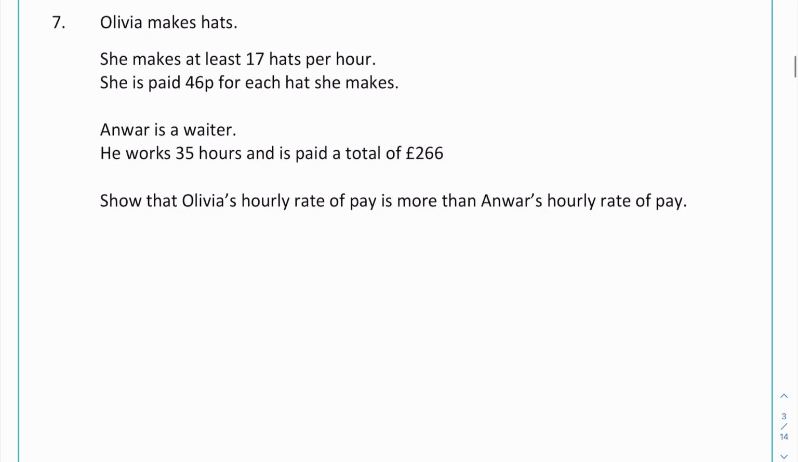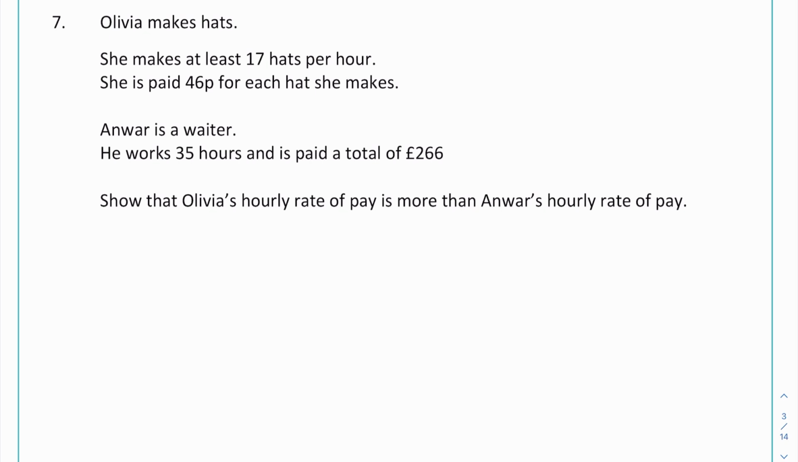So question 7, Olivia makes hats. She makes at least 17 hats per hour, and she's paid 46p for each hat that she makes. Anwar is a waiter. He works 35 hours and is paid a total of £266. Show that Olivia's hourly rate of pay is more than Anwar's hourly rate of pay. So Olivia's hourly rate of pay will depend on how many hats she makes, and it says she makes at least 17 per hour, and she's paid 46p for each hat.